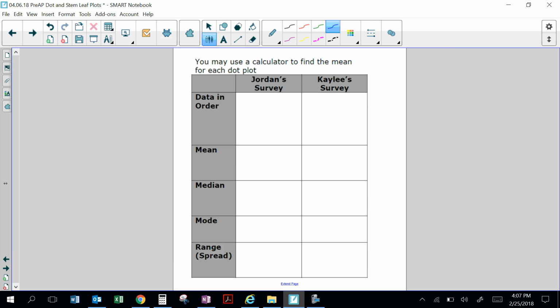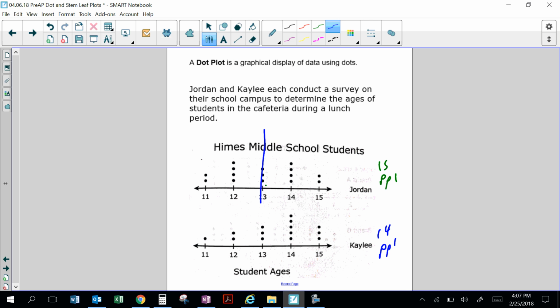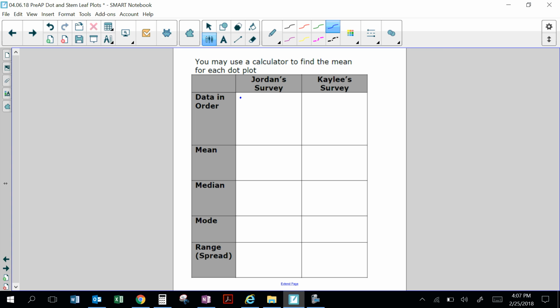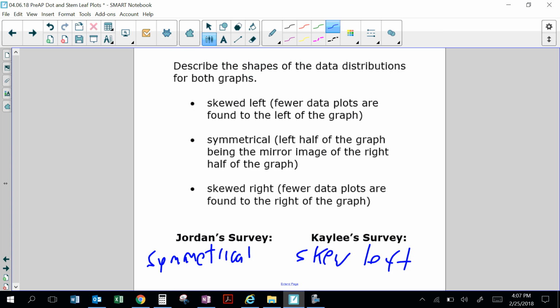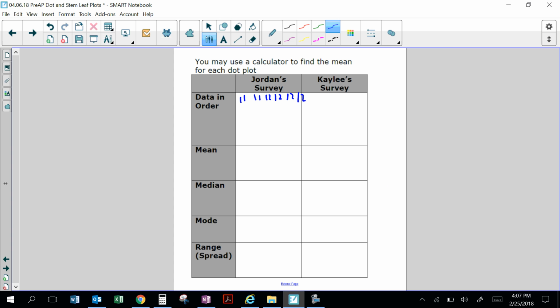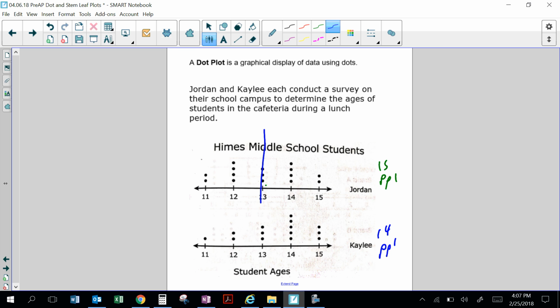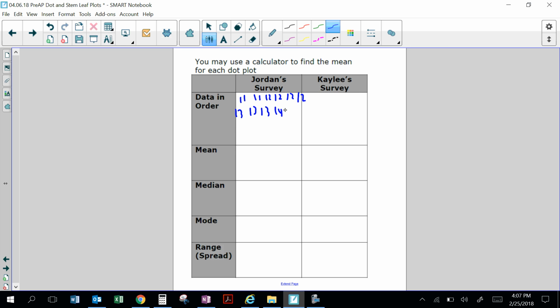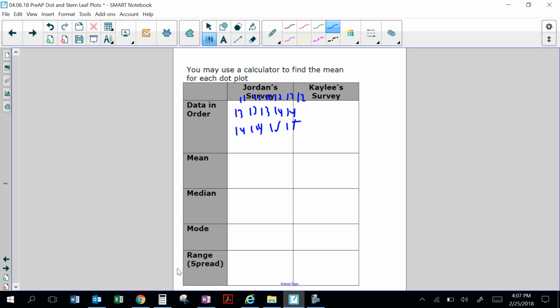So we are going to write some numbers here. So we have 11, 11. 12 repeats 4 times. And then 13 repeats 3 times. And then 14 repeats 4 times. And then 15 repeats twice. So for the mean, what am I doing with all those ages?